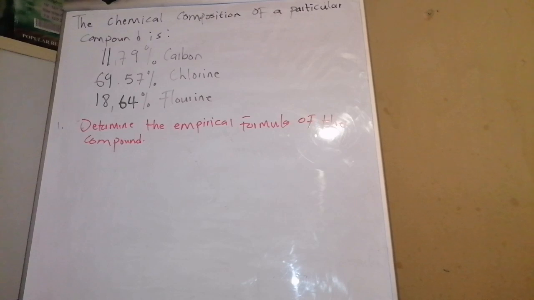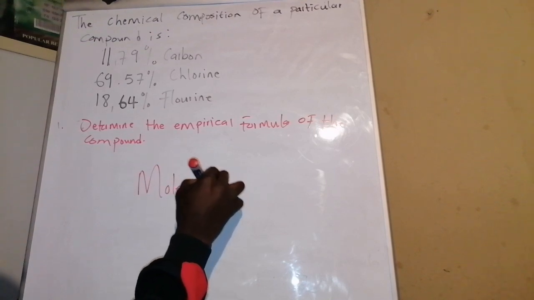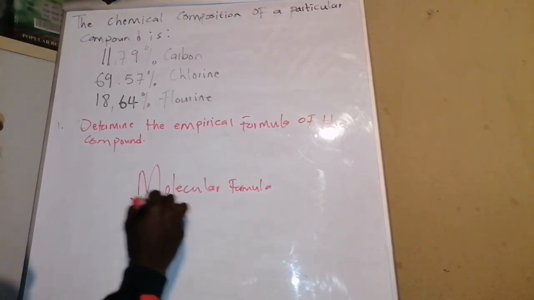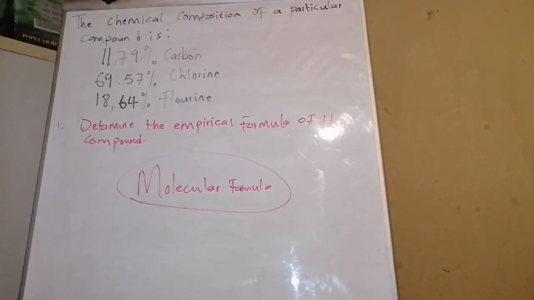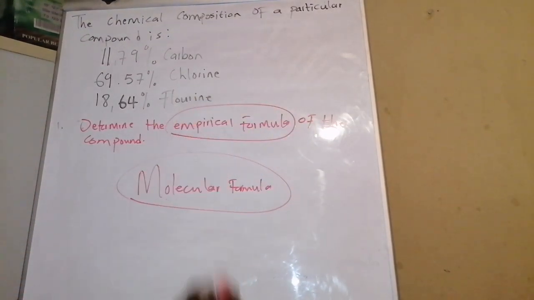Now we are moving. Then we are doing molecular formula. The empirical formula and the molecular formula, there is a relationship that is existing between these two terms. Now you will see why we started by discussing the empirical formula. So for you to find the molecular formula, you need to know how to find the empirical formula.